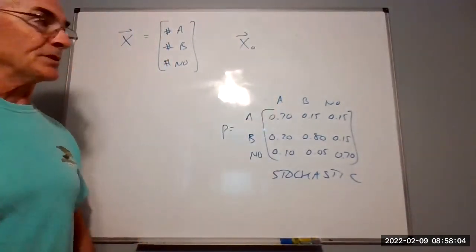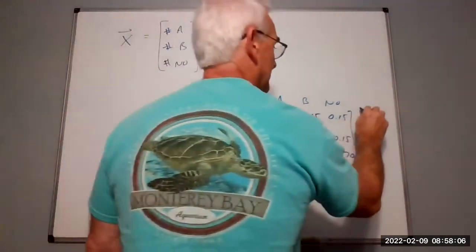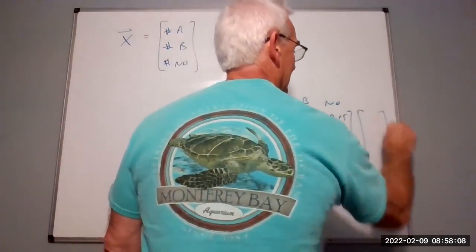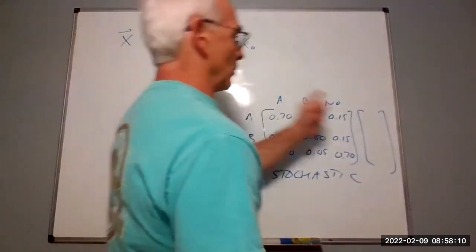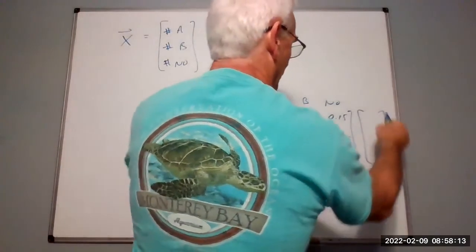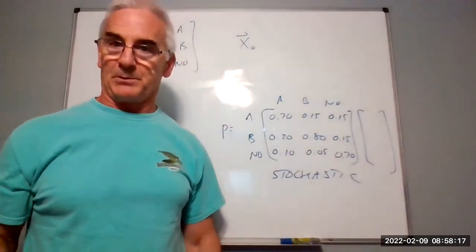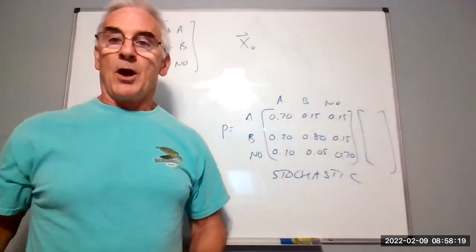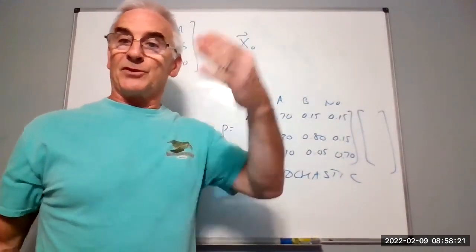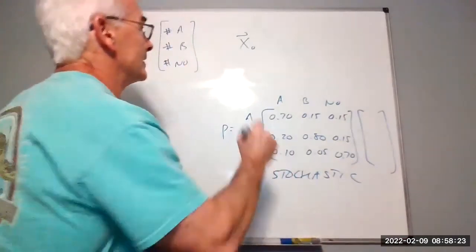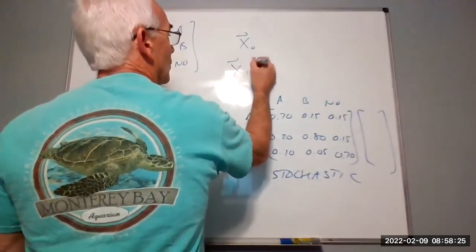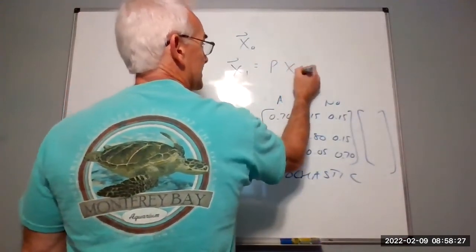So what's going to happen is when I have X0, and I multiply X0 by the transition, it's going to tell me what happens, and I will get a new distribution of people. So whatever I'm starting with, at the end of the first year, I'm going to have a different distribution, and X1 will equal P times X0.